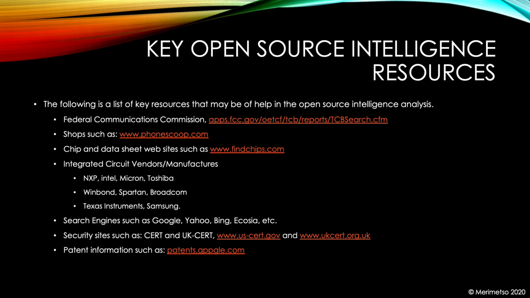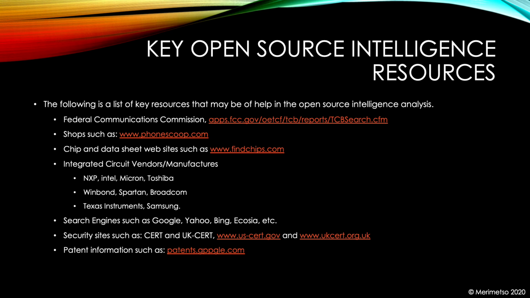I'm going to run through some sources now to help you in terms of open source intelligence. So anything that communicates and is sold in America has to be registered with the Federal Communications Commission, and we can search that website and they will often have teardowns for us of products and manufacturers and things like that. Sometimes shops, particularly if you're analysing phones, such as the Phone Scoop shop, is a really useful source of intelligence. Also, analysing chips and integrated circuits such as findchips.com is a good site for looking at data sheets and extracting data sheets. There are others.